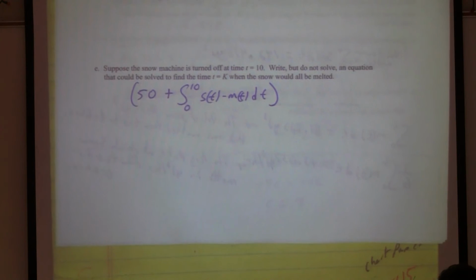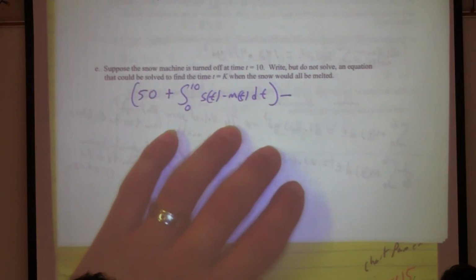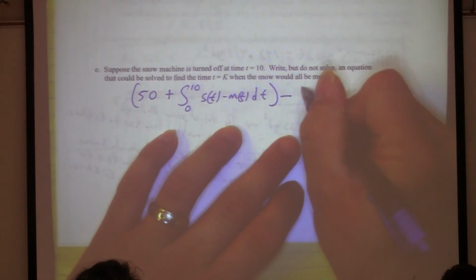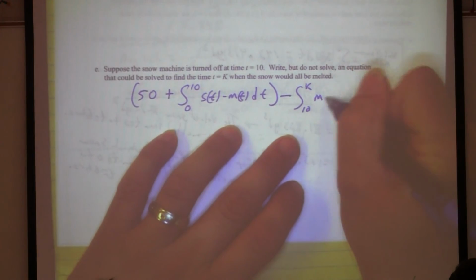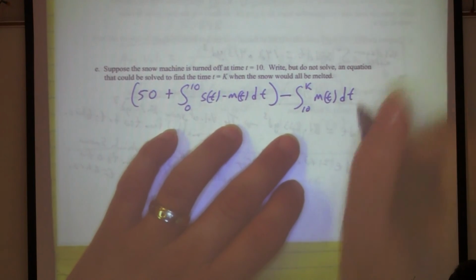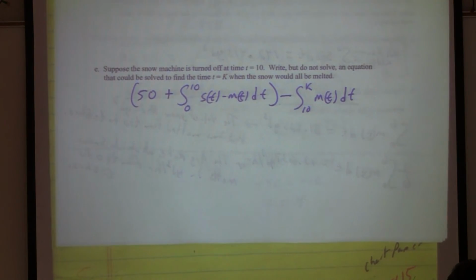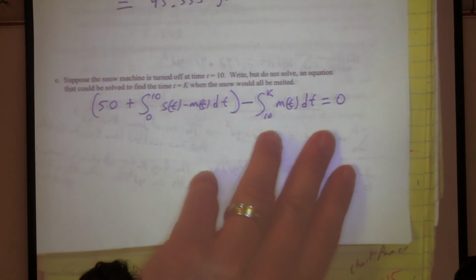Okay, then what would I have to do after that? Subtract. What would I subtract? The integral from 10 to k of m of t. So that's the amount that melted, right? From that time 10 to whatever time it takes. And I want all that to equal what? To 0. Okay.